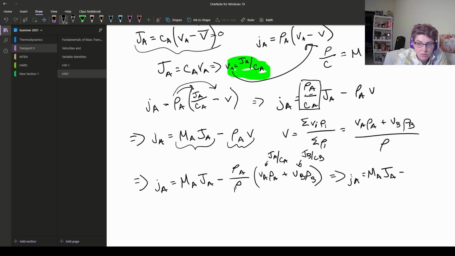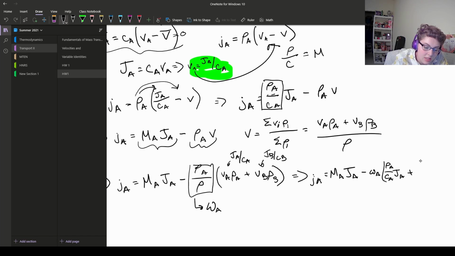Before we do that, we'll look at this relationship right here. The mass concentration of A over the total concentration. We know that the mass concentration of a component over the total mass concentration is going to give us a mass fraction, which is one of those variables that we want in the end. So that's great. Let's put that into our equation as well. Mass concentration of A times the mass concentration of A over the molar concentration of A times the molar diffusive flux of A plus the mass concentration of B over the molar concentration of B times the molar diffusive flux of B.